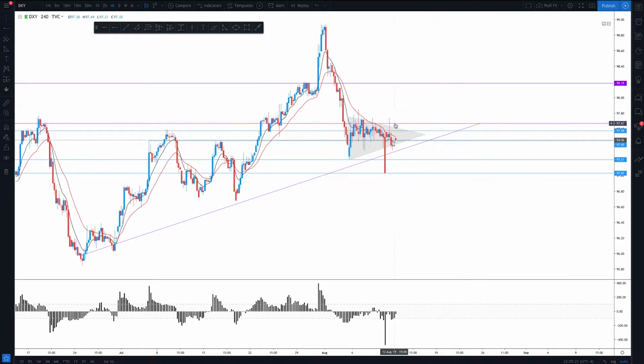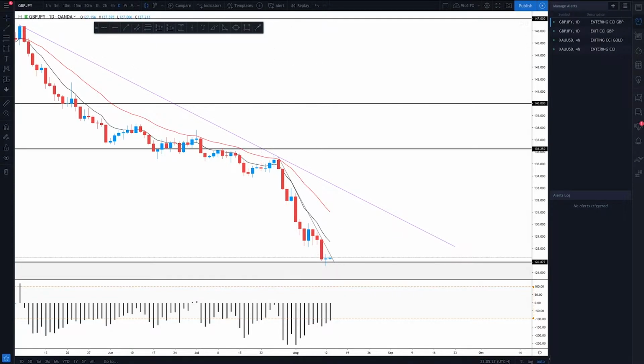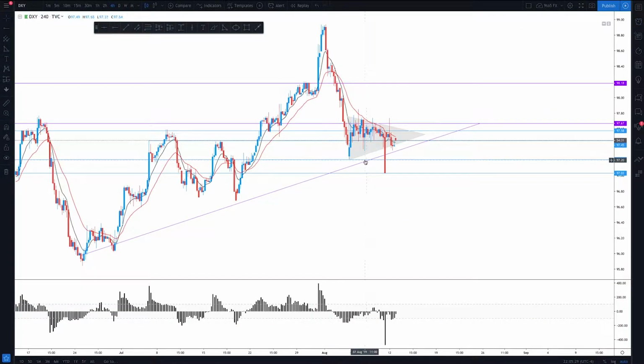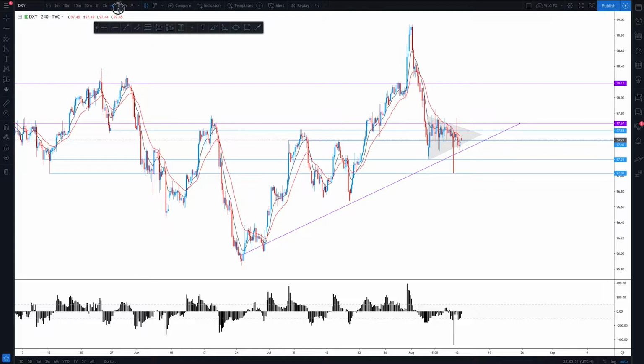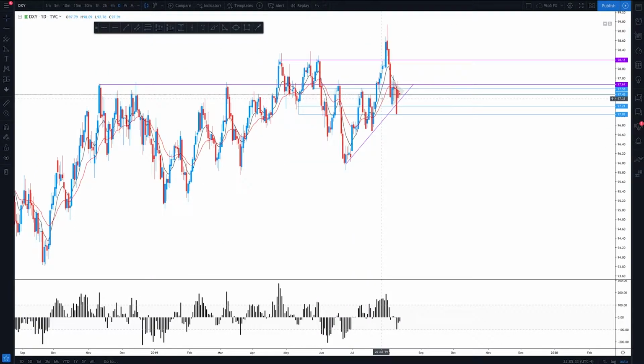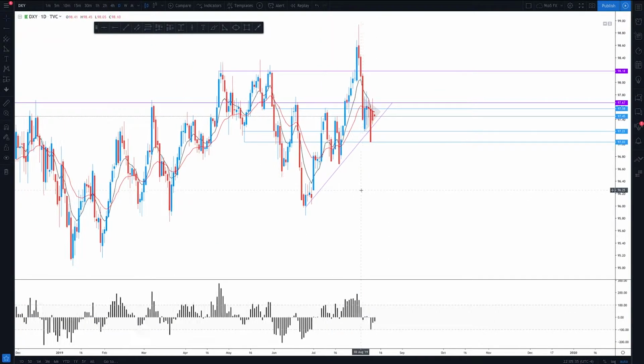Some interesting things happening with the dollar. Another interesting level for GBPJPY. I'm going to go ahead and start with the dollar. So again, my sentiment has always been, well, for a while now, has been bearish on the dollar.